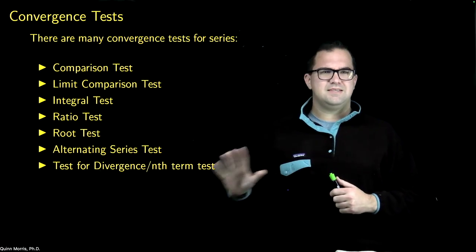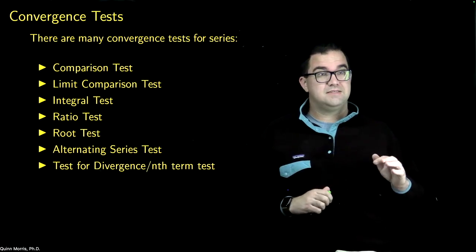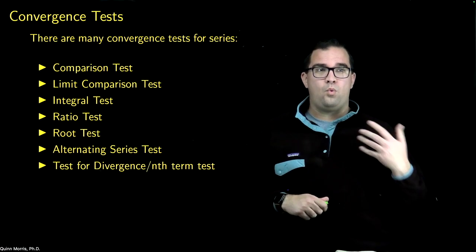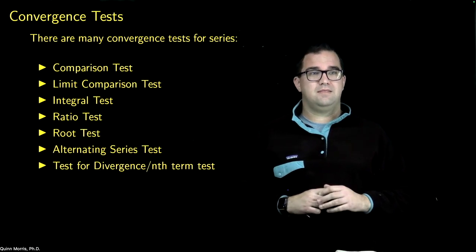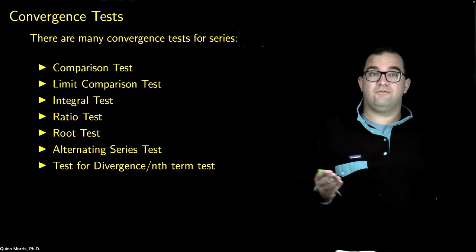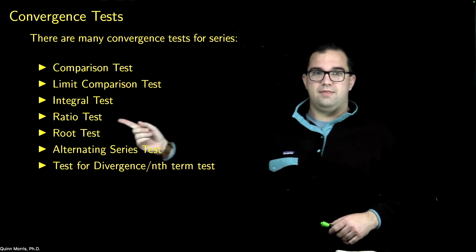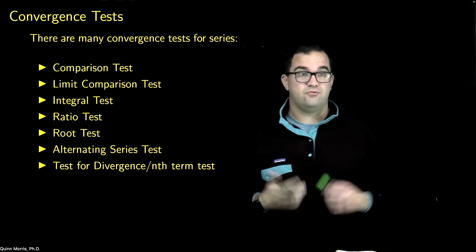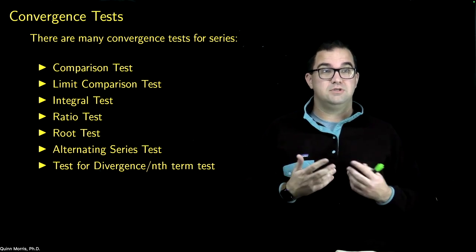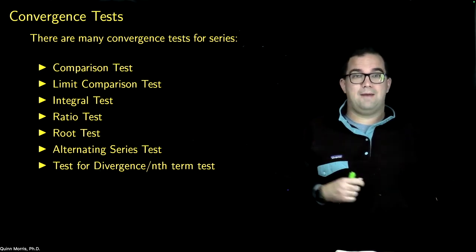So on the one hand, the tests in this list are all fairly basic. They're all fairly straightforward to apply, and they work on a wide variety of series that one might encounter. But of course, they don't cover every possible case. For example, and we'll talk a little more about this in a bit, with the ratio test, there are cases in which the ratio test fails to determine convergence or divergence. So, what happens in that case?